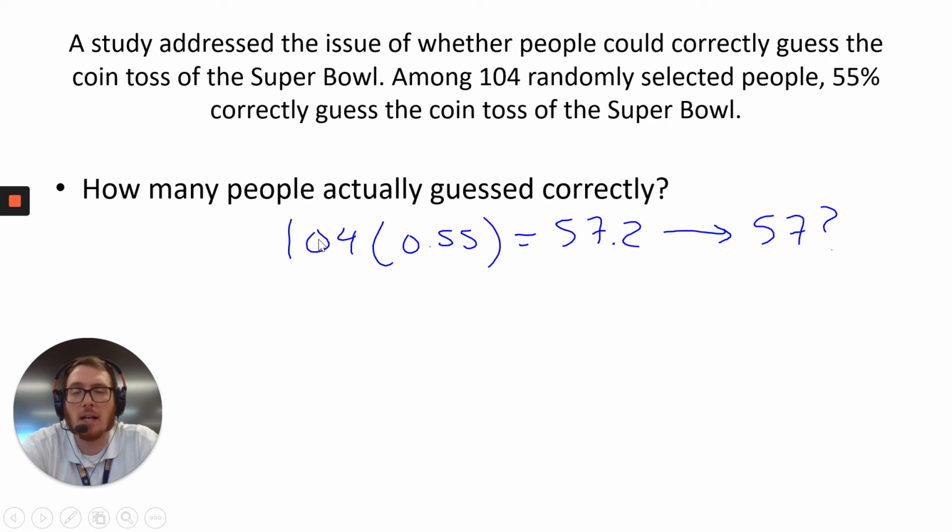104 people were asked, and 55% guessed correctly, which correlates to 57.2 people. What that probably means is there were 57 people that correctly guessed, which means my p-hat number is not 0.55. It's a little bit different because it should have been 57 out of 104, and that'll make it slightly different than 55%. It obviously was rounded for the sake of rounding. But we might want to use 57 out of 104 as p-hat instead of just 0.55.